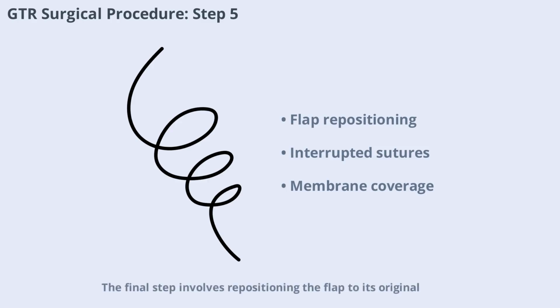The final step involves repositioning the flap to its original or slightly coronal position and suturing it with interrupted sutures. It's crucial to ensure that the membrane is completely covered by the flap. For nonresorbable membranes, removal is required after about 5 weeks, using a gentle tug to retrieve the material.